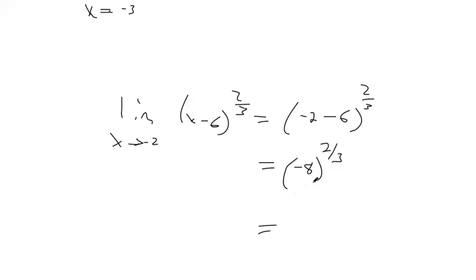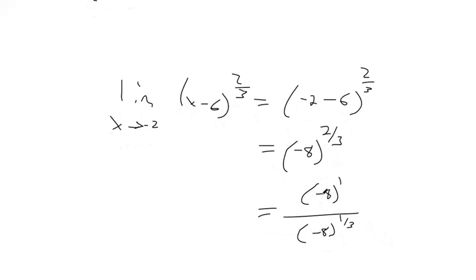Okay, because you could rewrite this as -8 to the first power over -8 to the 1/3 power, right? Because a power on top of a power, two numbers with the same base, they're being divided, the powers subtract, right? These two numbers have the same base of -8. They're being divided, so the powers subtract to make 2/3.